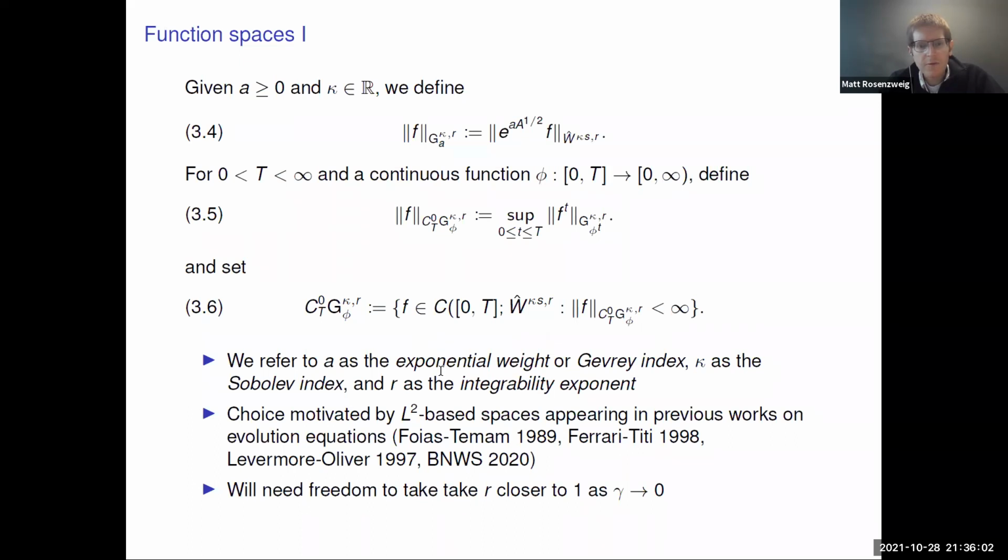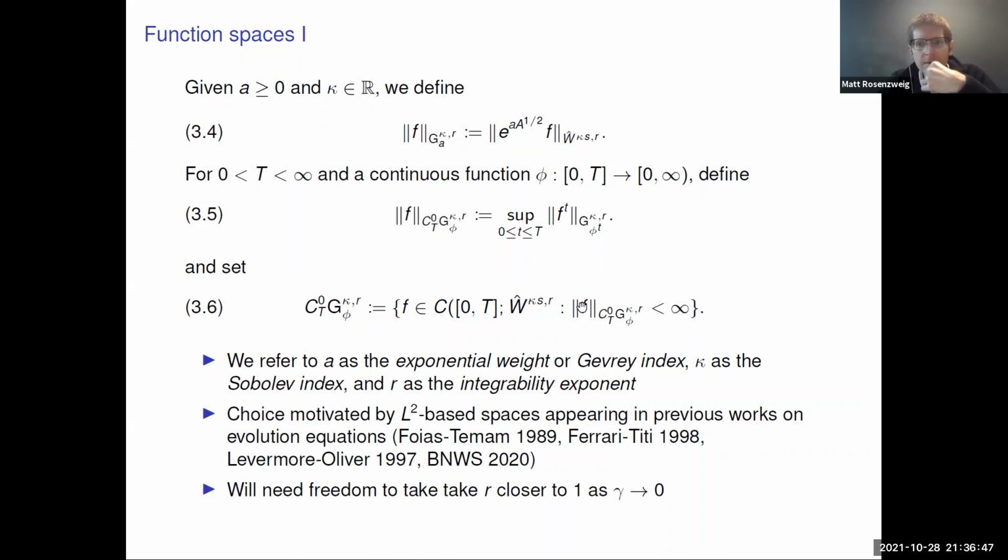Where do these spaces come from? Well, they're motivated by prior works on evolution equations where similar L2-based spaces were used. But importantly for our setting, we need the freedom to actually take R arbitrarily close to 1, particularly as gamma is becoming closer and closer to 0. If you tried to work directly in L2-based spaces, I don't think this argument would work. You would get estimates which wouldn't close. In fact, you would get a restriction on gamma which scales linearly in the dimension, which is very prohibitive for large dimensions.